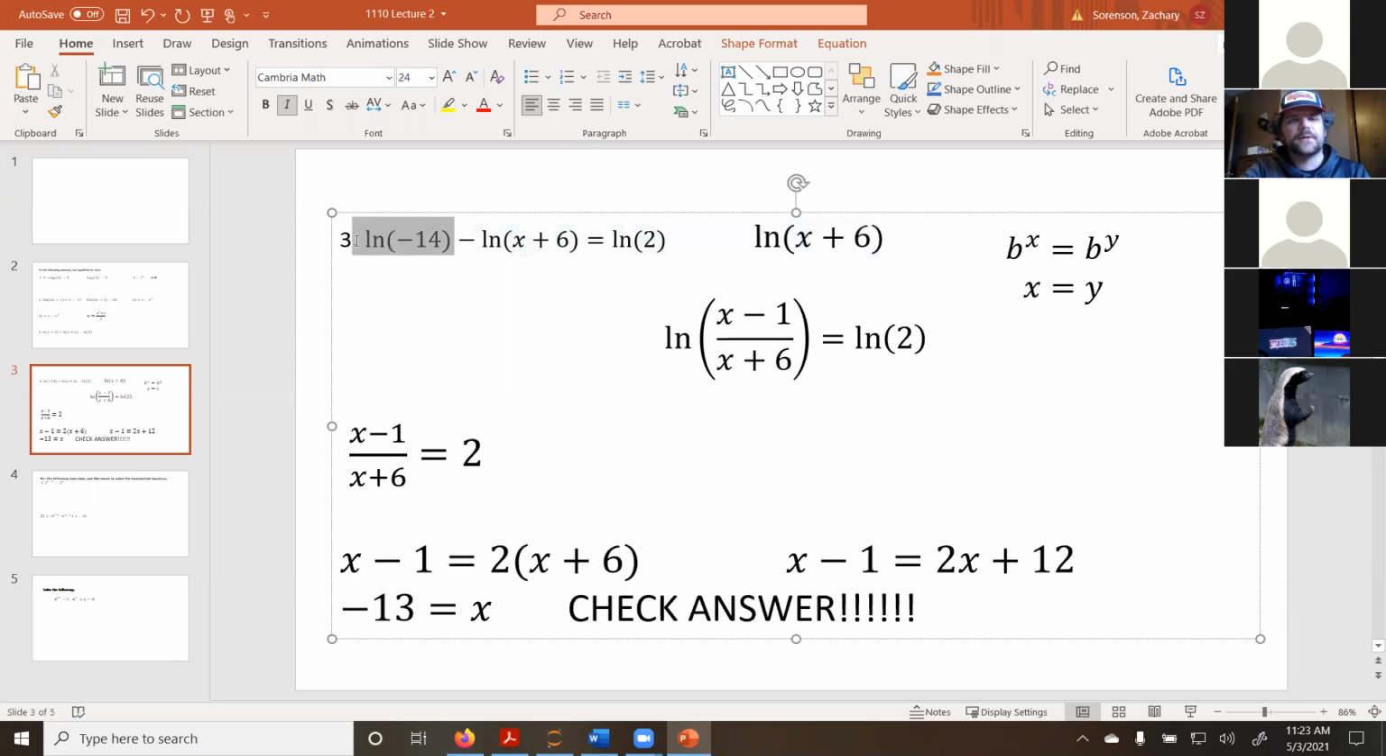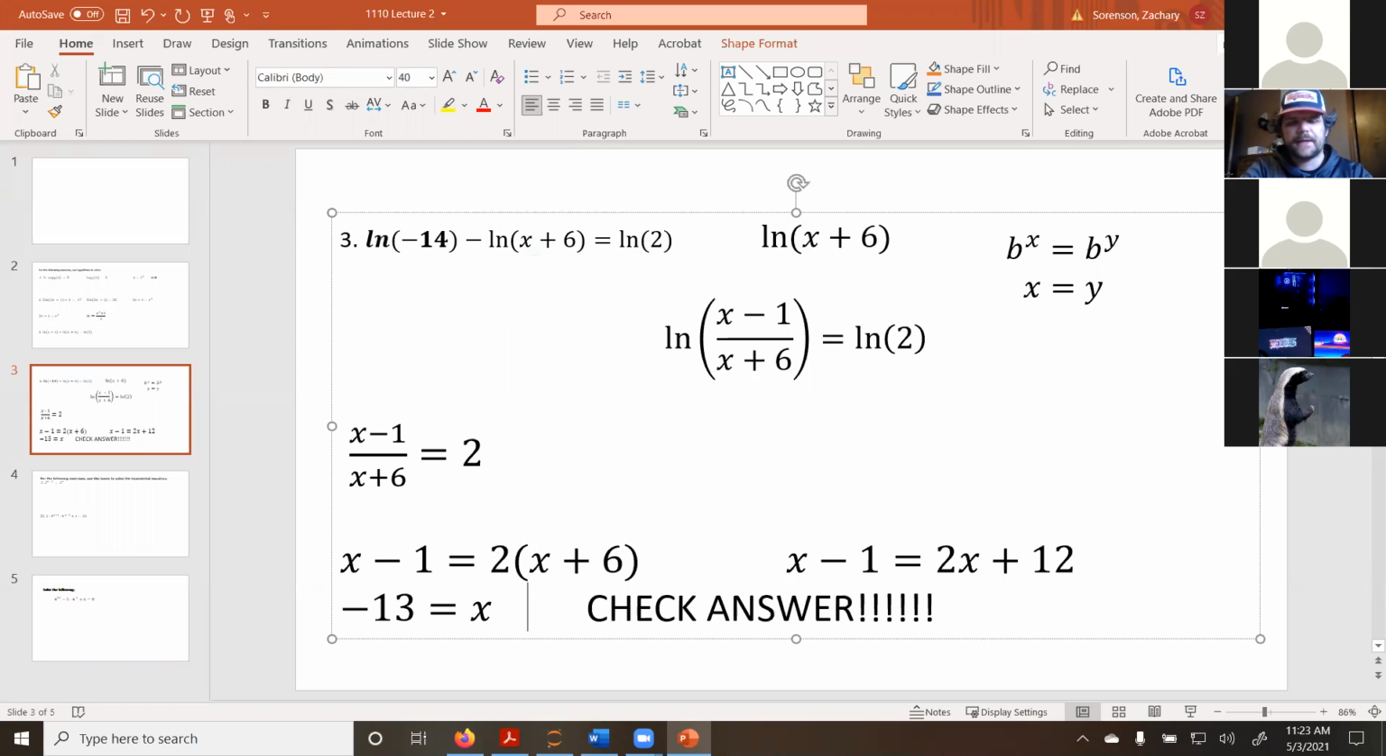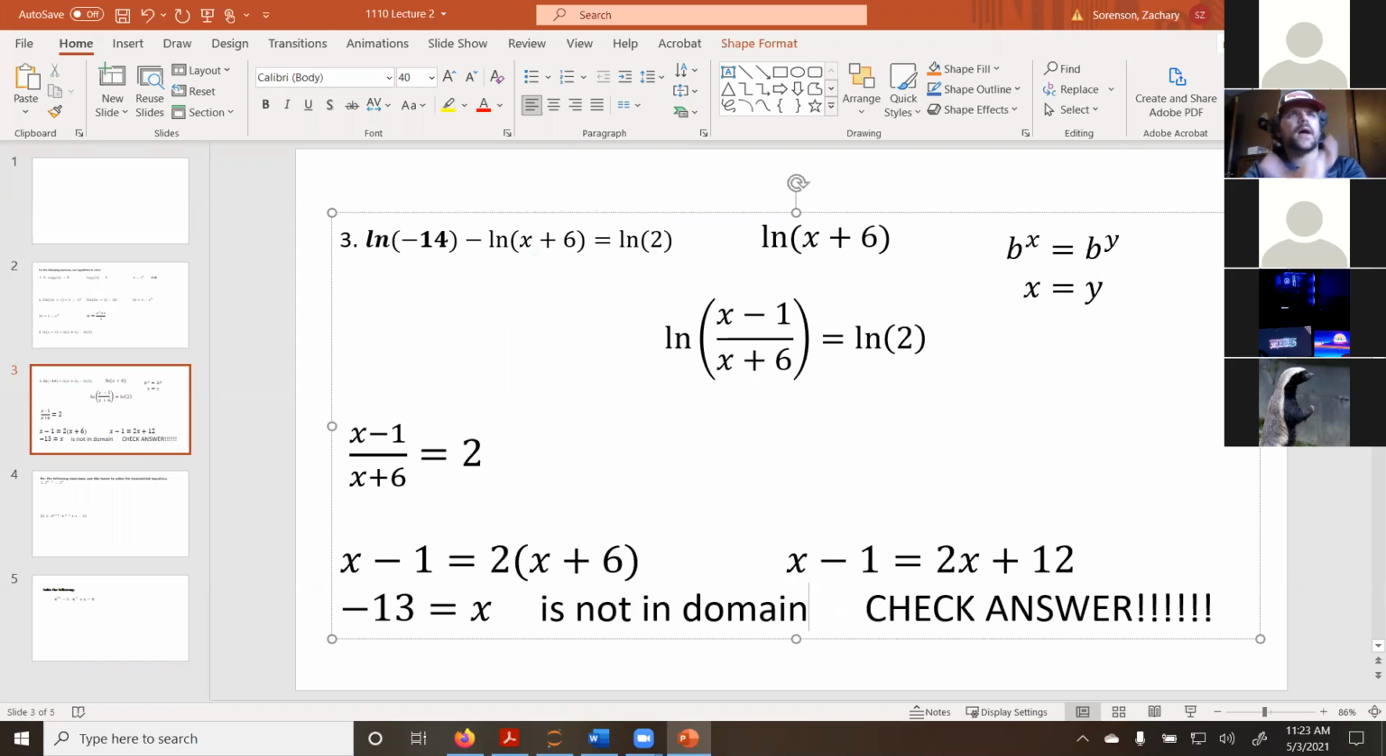So here I have a negative input of ln. I have this negative 14. So I would say x is not in the domain. If any of the logarithms has a negative input, your answer doesn't work. If they all are positive, and assuming you've done your work correctly, then your answer is correct.